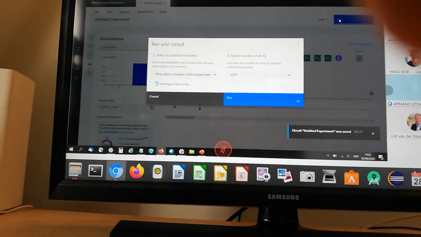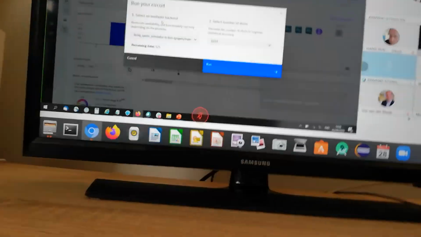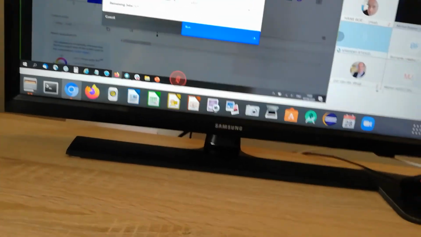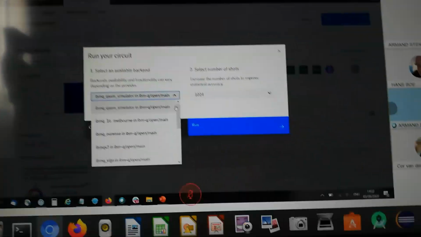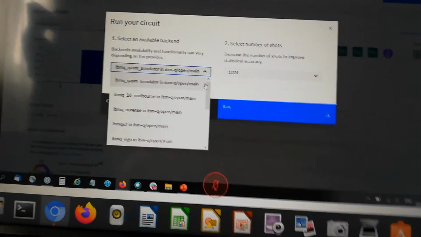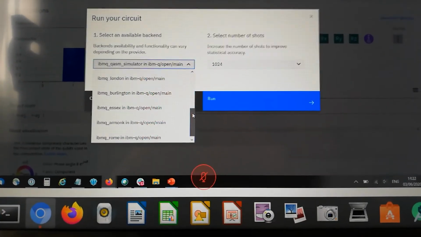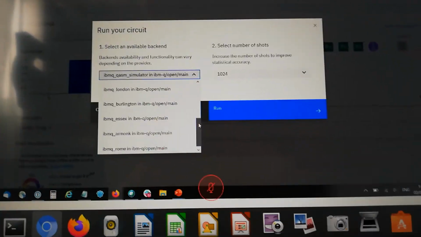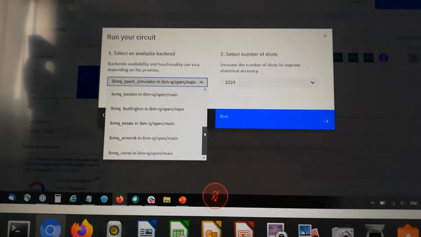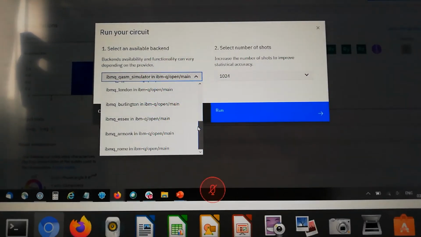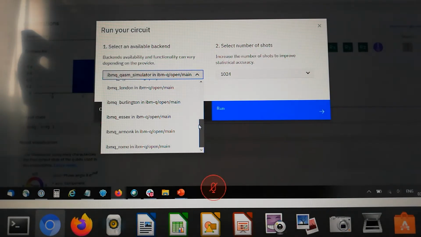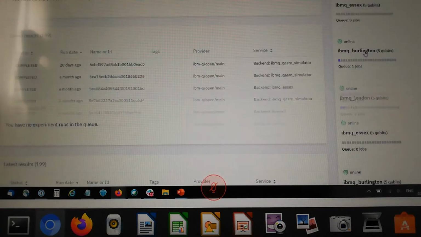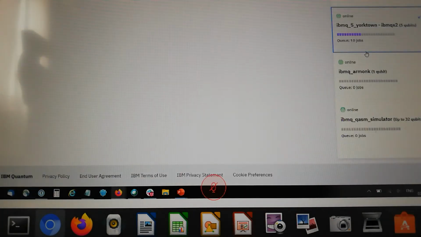You can choose what kind of backend you want to run this on. You can run it on a simulator, or you can run this on any of the devices that are available to you. And there is a single qubit device as well. I'm not sure what the length of the queue was, so let's get back to the opening screen and move to this single qubit device. That's the IBM Q Armonk.